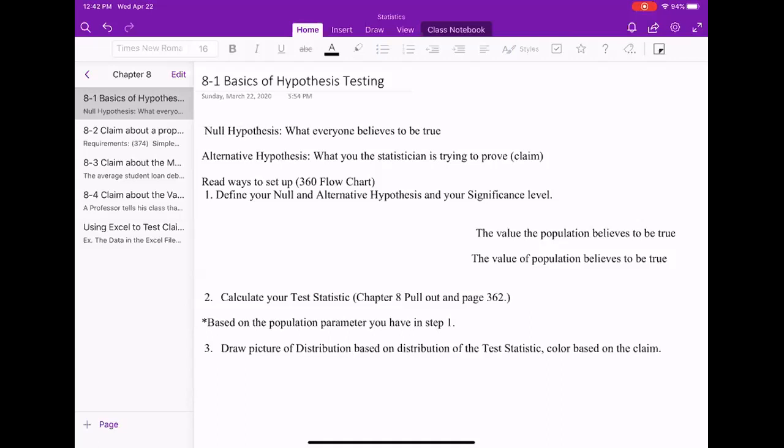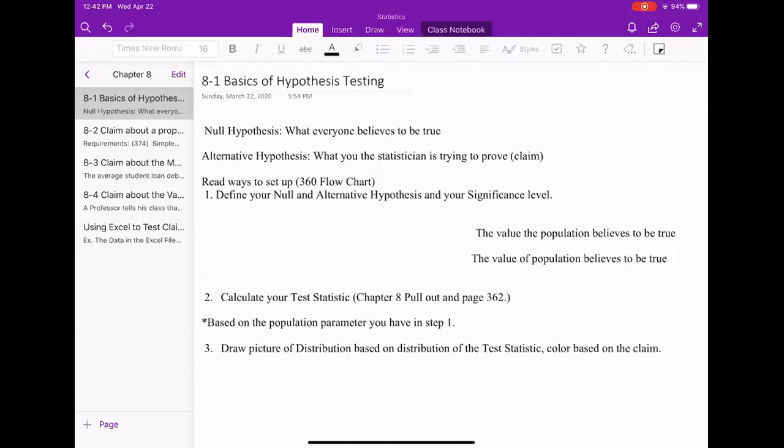Well, the alternative hypothesis is what you, the statistician, are trying to prove. It is your claim, right? I don't believe that I'm getting 16 ounces. I believe I'm getting less than, or I'm getting more than. So the claim is what you're trying to prove. The null is what people typically believe to be true, right?